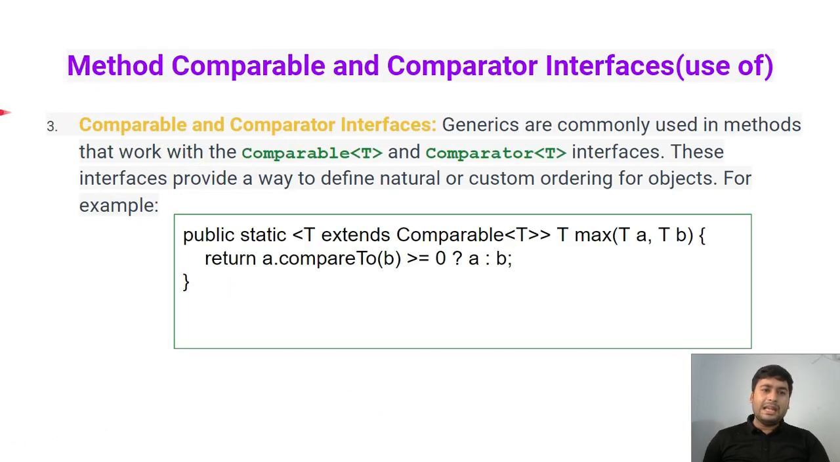Okay, and this is the comparable and comparator methods. You already know, and we have already discussed, that while sorting a collections object we use the Comparable and Comparator interfaces. So this is also very important. The Comparable and Comparator interfaces are generic, commonly used by methods that work with them. These interfaces provide a way to define a natural or custom ordering of objects. Ordering means sorting. So for example, we can see here Comparable, and we can provide generics here also, Comparable of T, and we can do the operations with that. Understand?